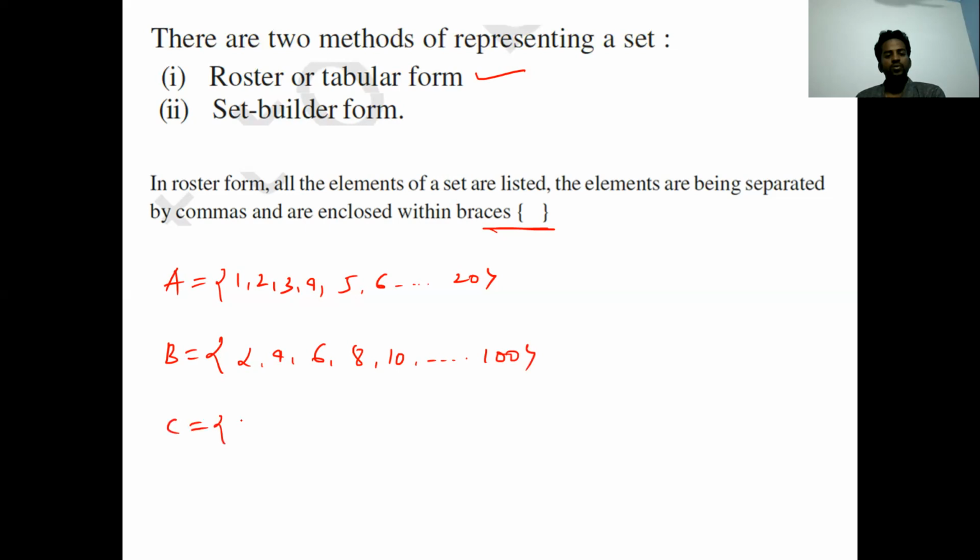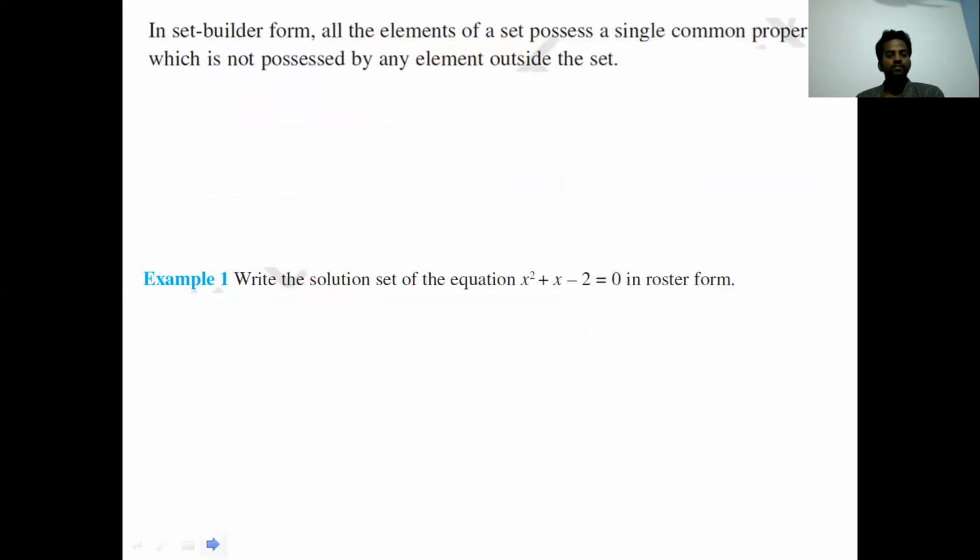Now 1, 2, 3, 4. Observe that here the last term is not given, so it is an infinite set. Whatever the first two examples, A and B, are finite set examples of roster or tabular form. Finite sets. Okay. Let's move to the next slide.